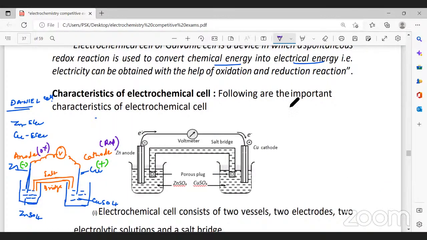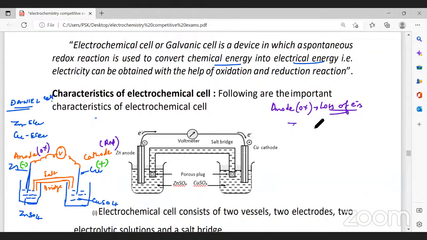Now, what happens at anode? Oxidation should take place. What is oxidation? Sir, removal of ions, sir. Loss of electrons, not ions. Loss of electrons is called oxidation.